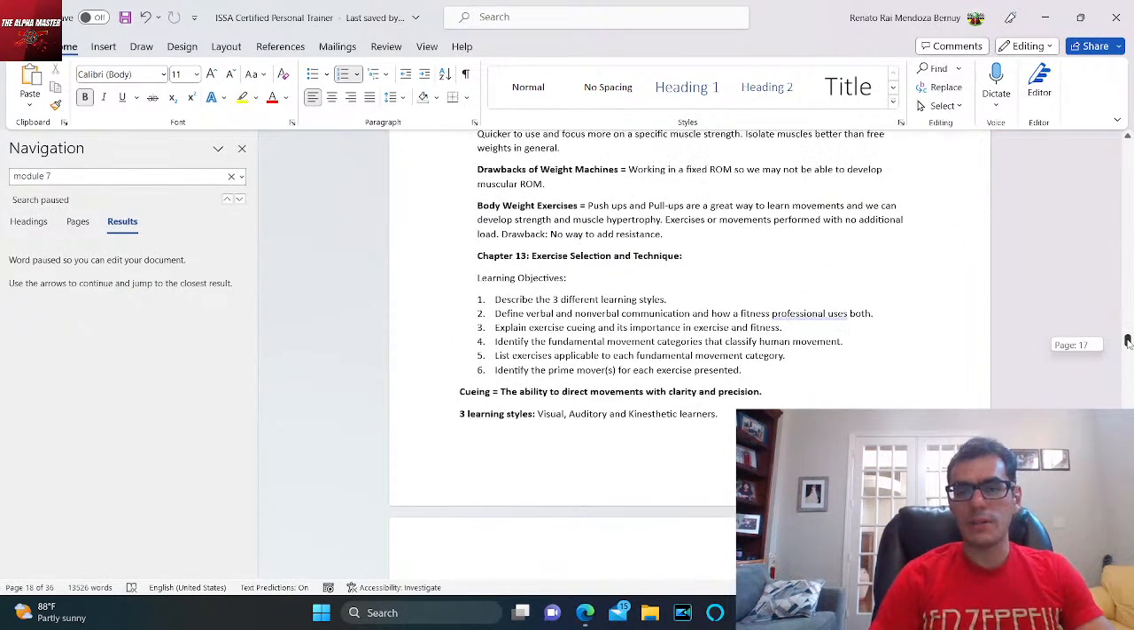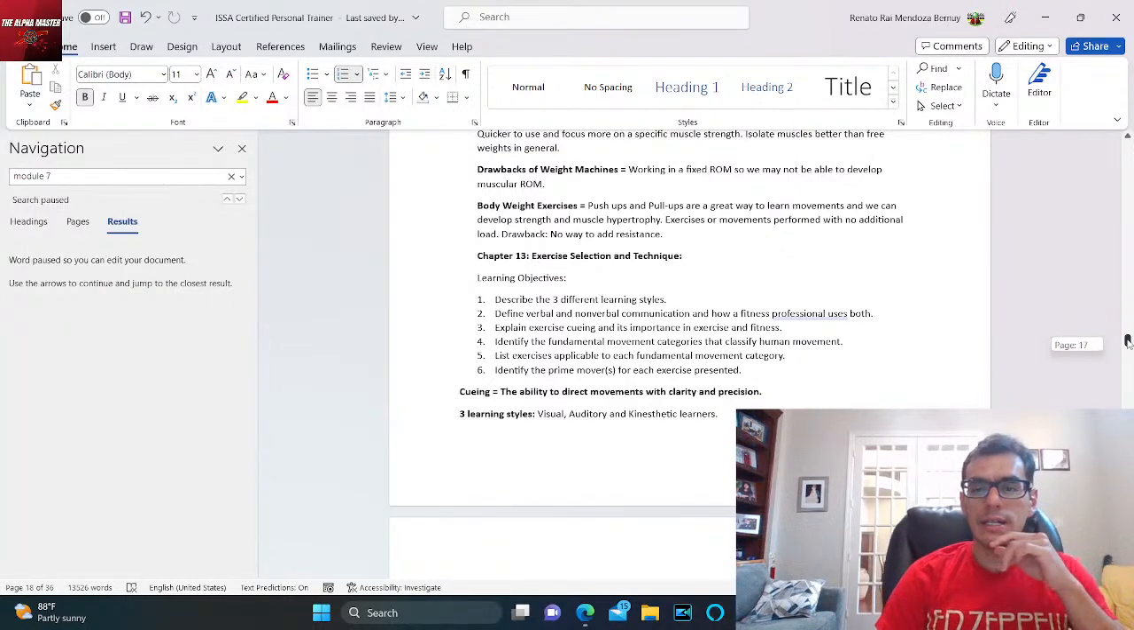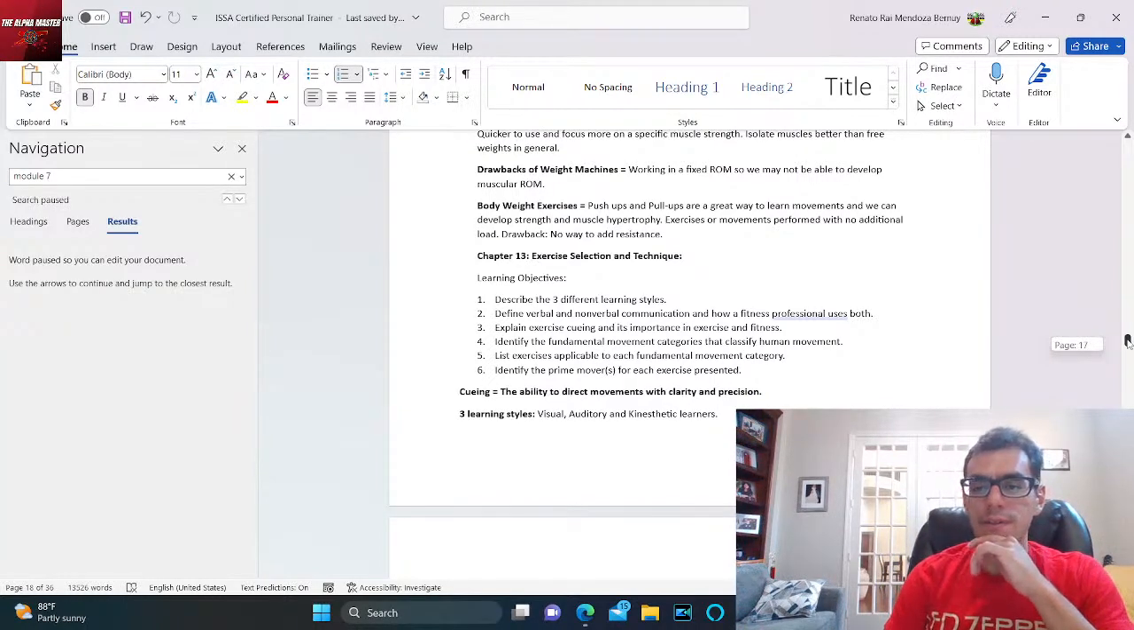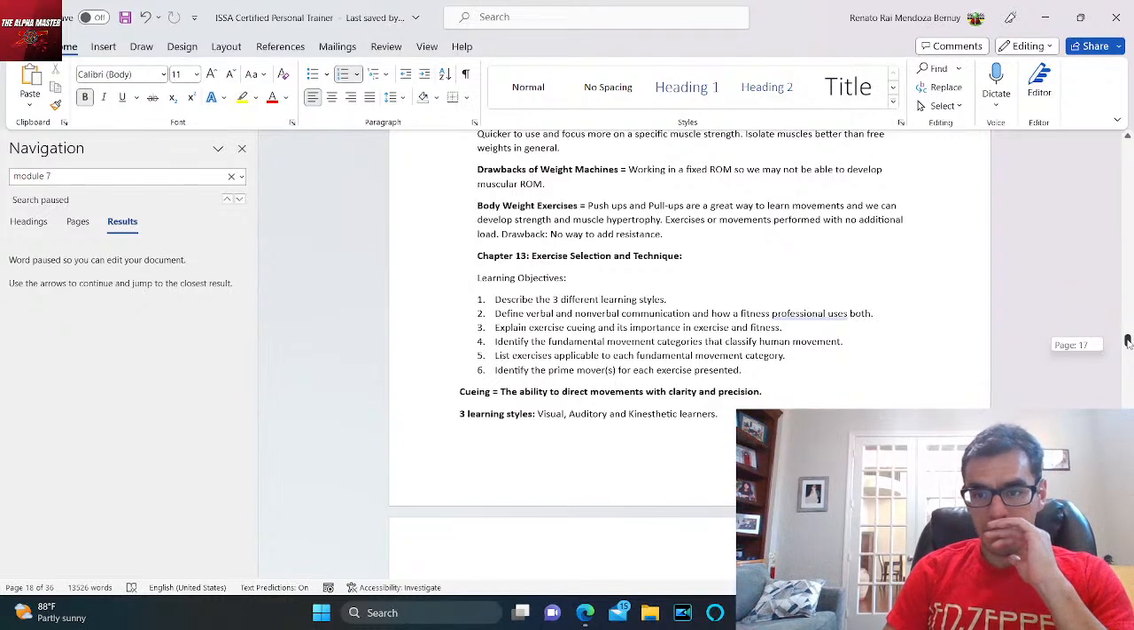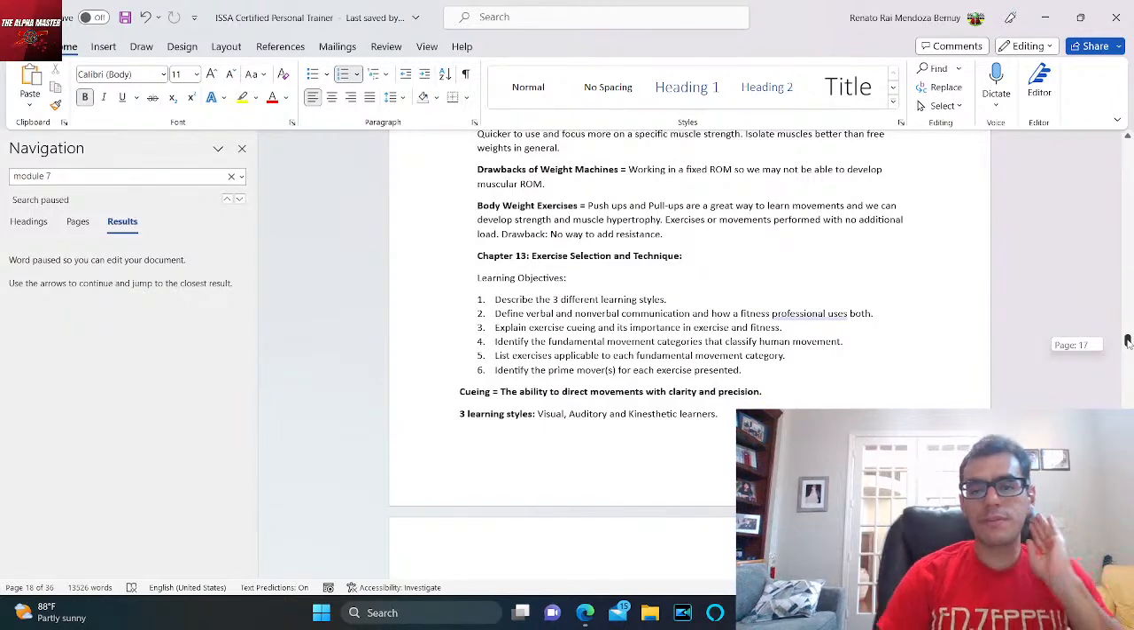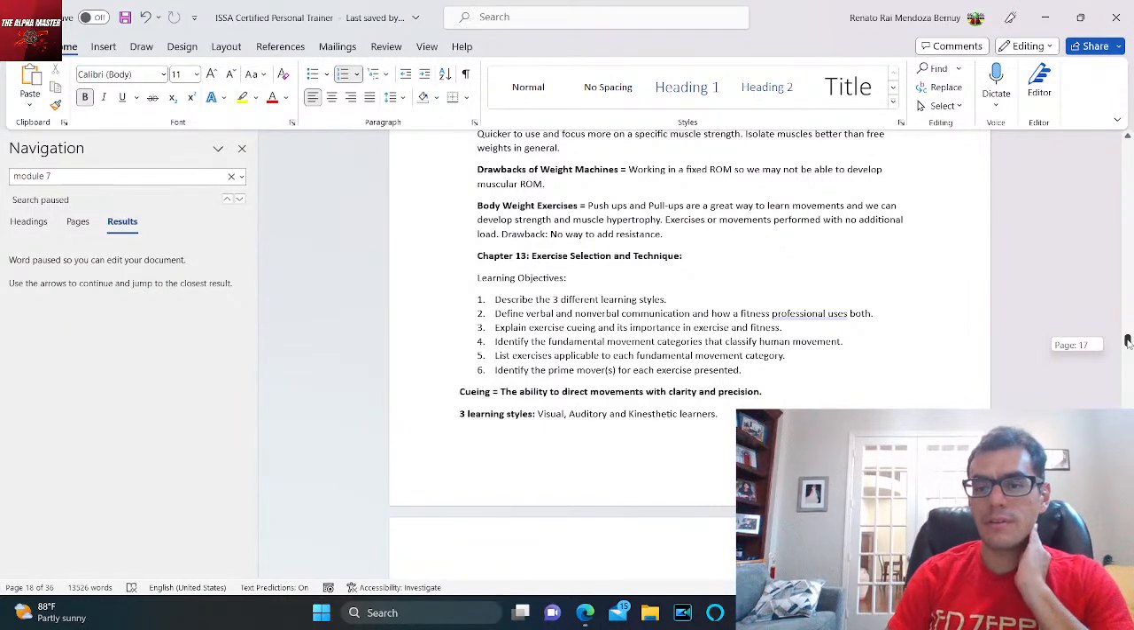That's going to be for: describe the three different learning styles, define verbal and nonverbal communication and how often professionals use both, and explain exercise cueing and its importance in exercise and fitness. Identify the fundamental movement categories that classify human movement, explain how this exercise is applicable to each fundamental movement category, and identify the prime movers for each exercise presented.